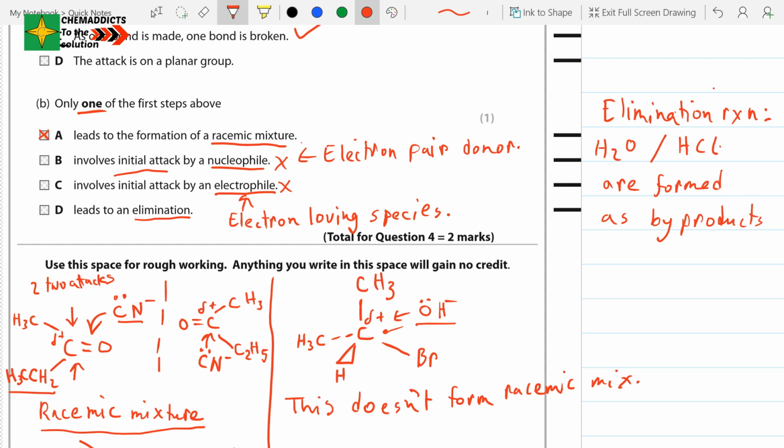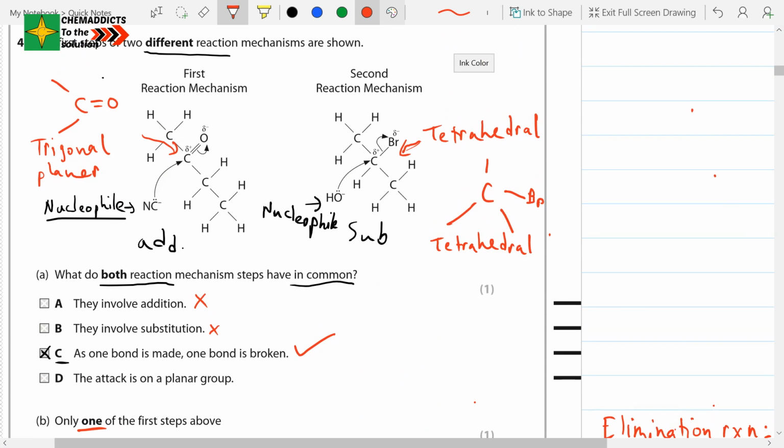In these two mechanisms we can see that no HCl or water are formed as byproducts by loss of atoms or groups of atoms. Okay, so that is why this shouldn't be the answer. Now let's look at why this shouldn't be the elimination reaction.